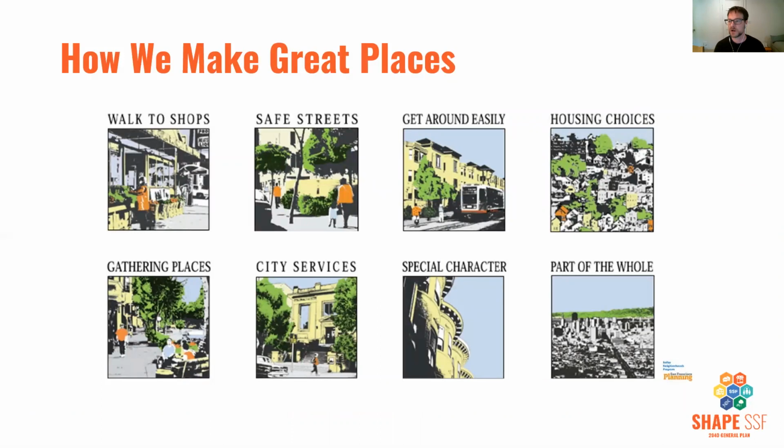Underlying all of these alternatives and all of the place types is really this thinking about how we can create great places. How can we create great places for people to gather in the city? How can we create safe streets that allow people to get around easily and access those places to gather and those shops to go to? And how can we create lots of different opportunities for housing choice within the city? We'll be thinking as we go through this process about how we create these great places at the neighborhood scale, but also how each of these neighborhoods then knit together to create one great place as a city.